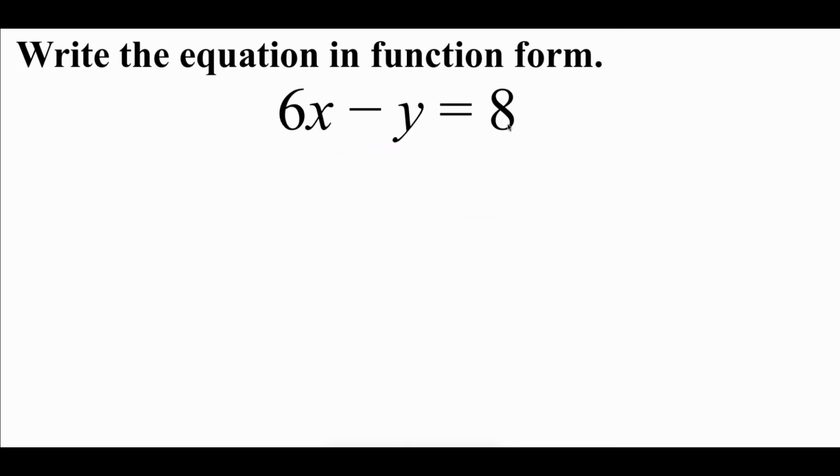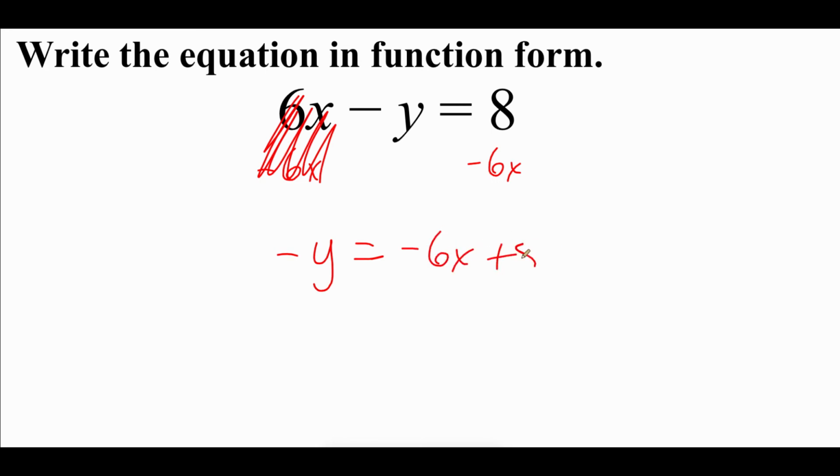In this example, we've got the equation 6x minus y equals 8. And again, we want to try to get our y all by itself. So on this one, I'm looking at that 6x. And to move that 6x over to the other side, what we're going to have to do is subtract 6x on both sides of that equation. So the 6x and the minus 6x cancel each other out. So now we're going to have negative y equals negative 6x plus 8.